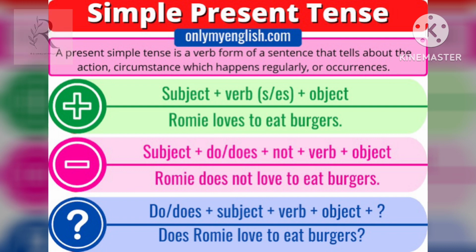Structure and example for the negative simple present tense. Subject plus do or does plus not plus verb plus object. Example: Romy does not love to eat burgers. Structure and example for simple present questions. Do or does plus subject plus verb plus object plus question mark. Does Romy love to eat burgers?